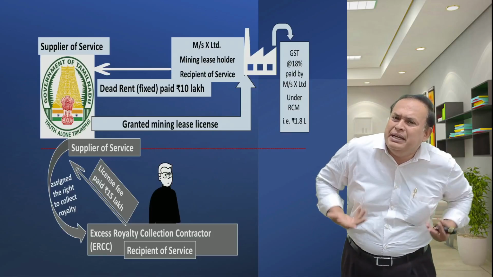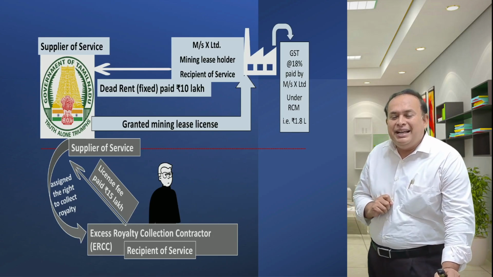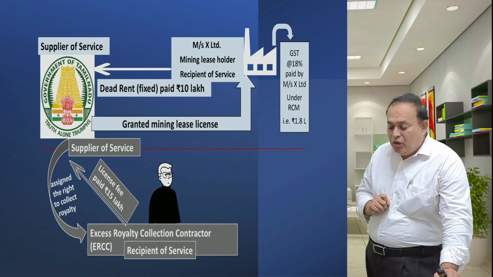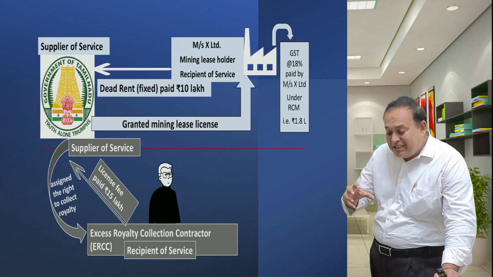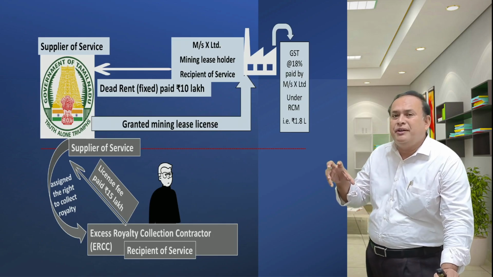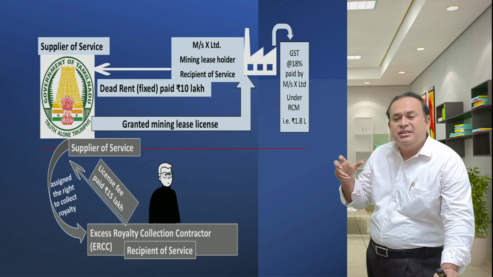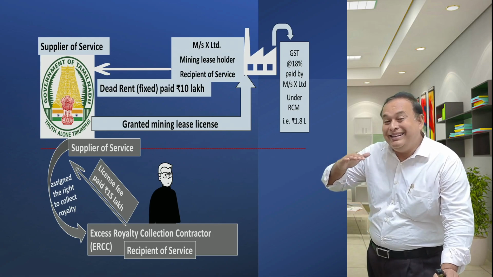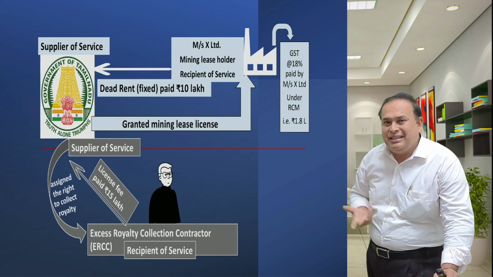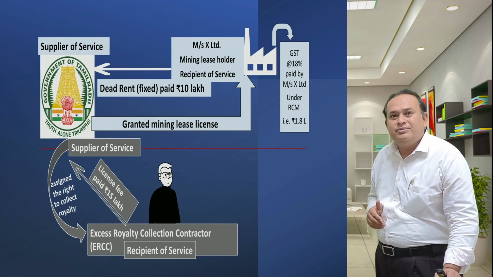Then what is my benefit here? the excess royalty collection contractor asked. They said, hey Mr. Excess royalty collection contractor, when you report to me how much is extracted on a monthly basis, quarterly basis, whatever may be the basis, what is the value? Suppose the extraction takes place over and above the dead rent, the excess extracted by this X Limited, that money you collect from X Limited.